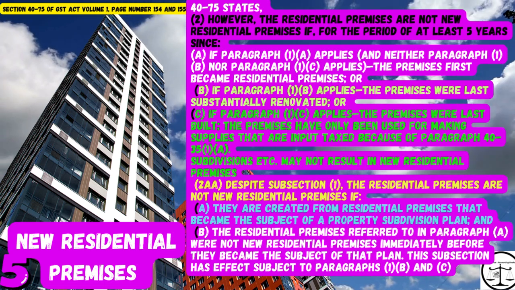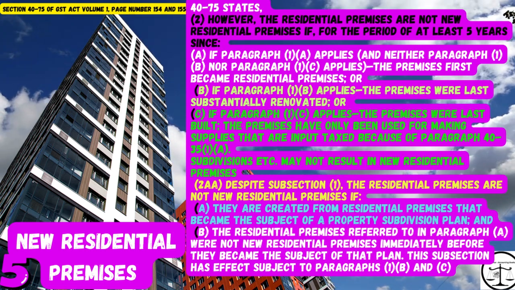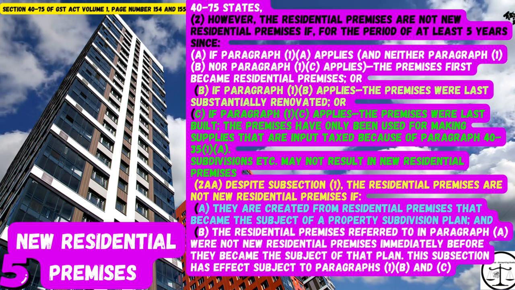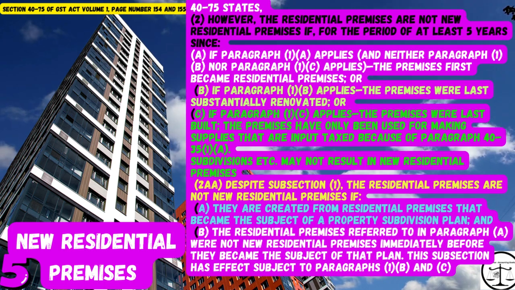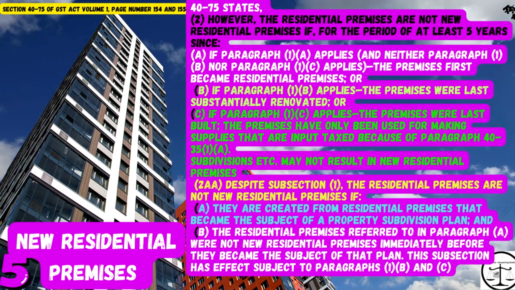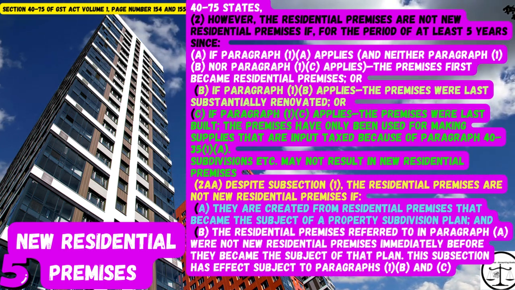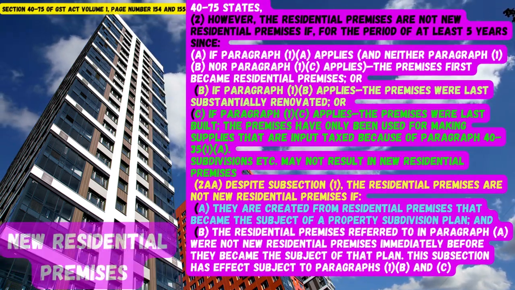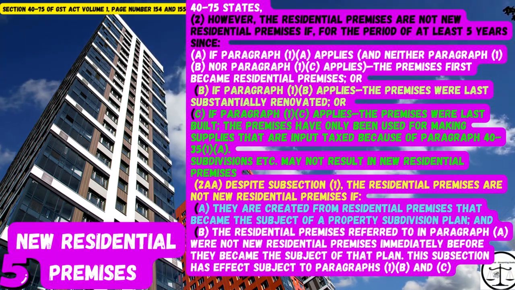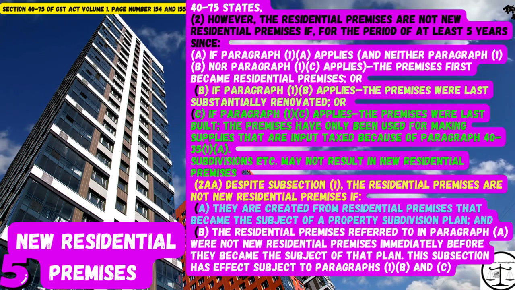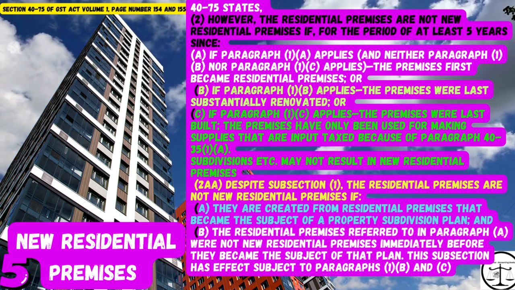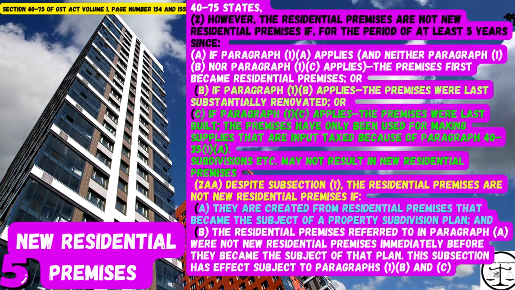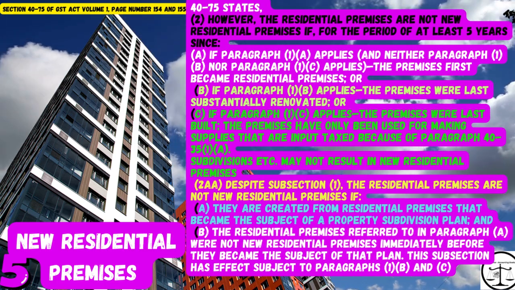Subdivisions etc. may not result in new residential premises. (2A) Despite subsection (1), the residential premises are not new residential premises if (a) they are created from residential premises that became the subject of a property subdivision plan, and (b) the residential premises referred to in paragraph (a) were not new residential premises immediately before they became the subject of that plan. This subsection has effect subject to paragraphs 1(b) and (c).